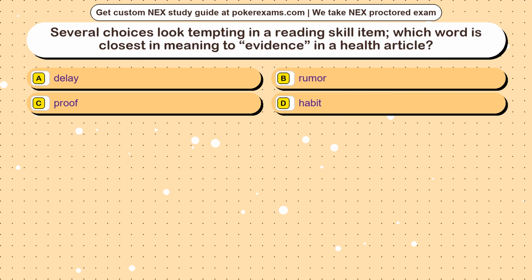Question 12. Several choices look tempting in a reading skill item. Which word is closest in meaning to evidence in a health article? Option A, delay. Option B, rumor. Option C, proof. Option D, habit.